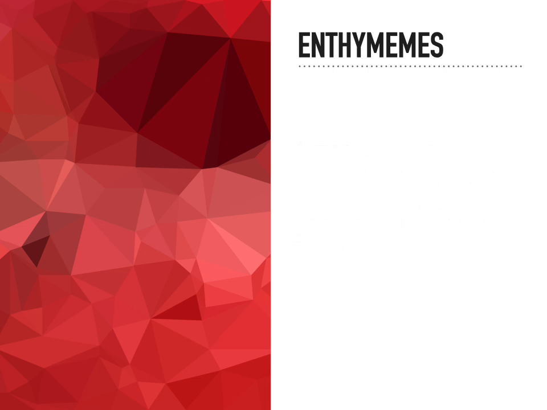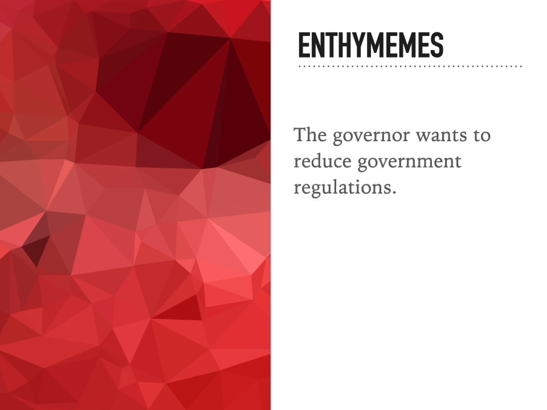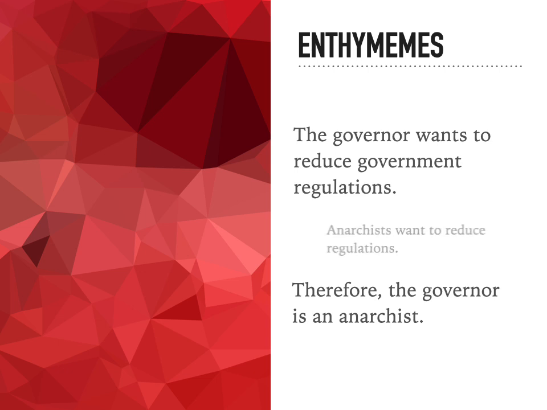Let's do another example. The governor wants to reduce government regulations. Therefore, the governor is an anarchist. So again, this time I've left out the middle section of this syllogism. I'm assuming the knowledge that anarchists are people that want to reduce regulations. Again, though, there might be other reasons why the governor wants to reduce government regulations.